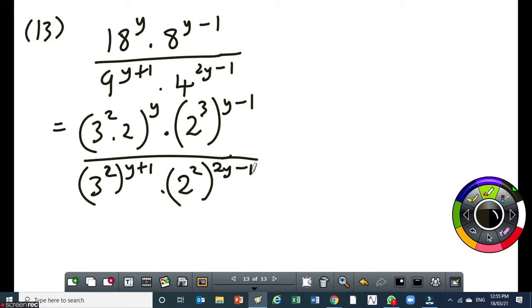Then the next step now is to remove the brackets. So if I remove the brackets, the first bracket, I'll get 3 to the power of 2y times 2 to the power of y times. Now I'm in the second bracket.